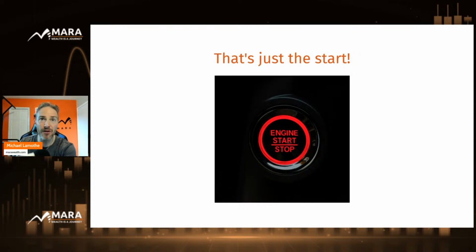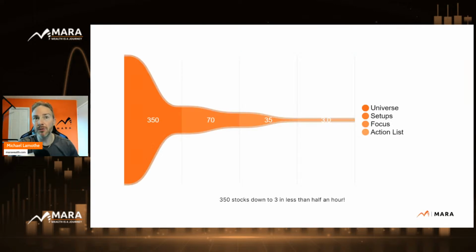But that's just the start. 350 names is still a lot to go through. So I want to get the list down, not from 350, but all the way down to about three names on it, right? The three that I'm actually going to trade. And I'm only going to take these three if and only if they have solid breakouts.